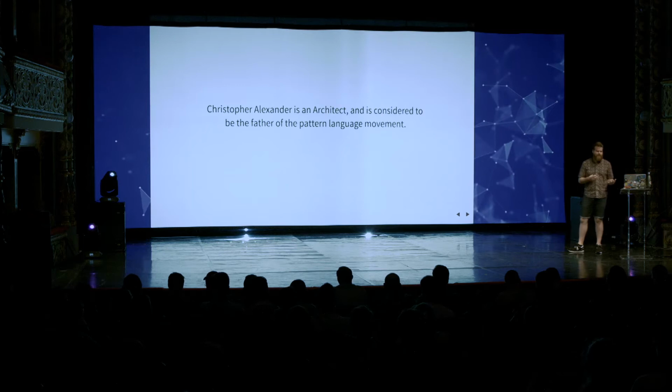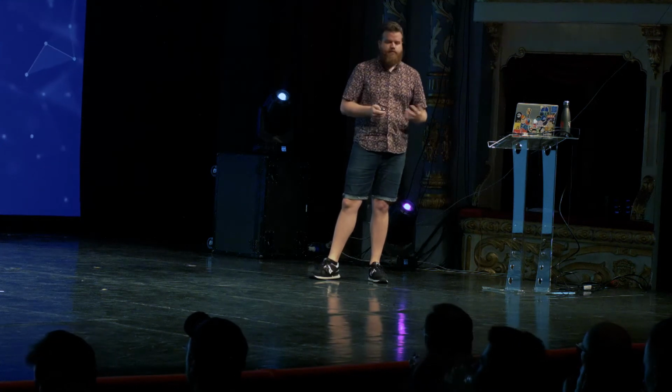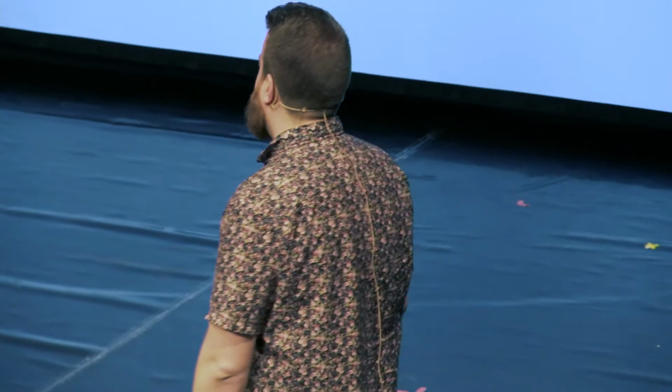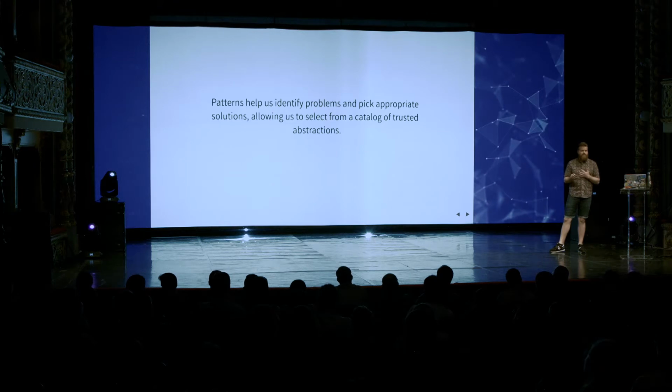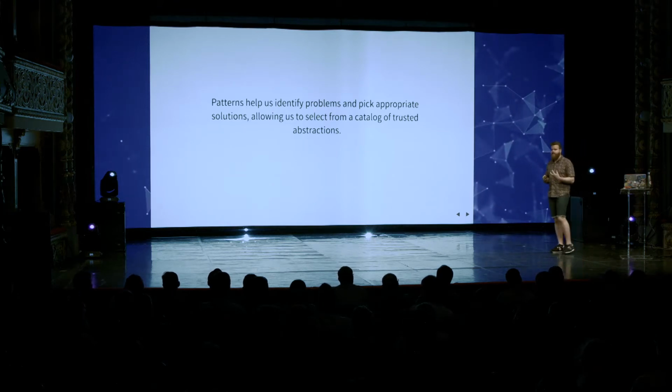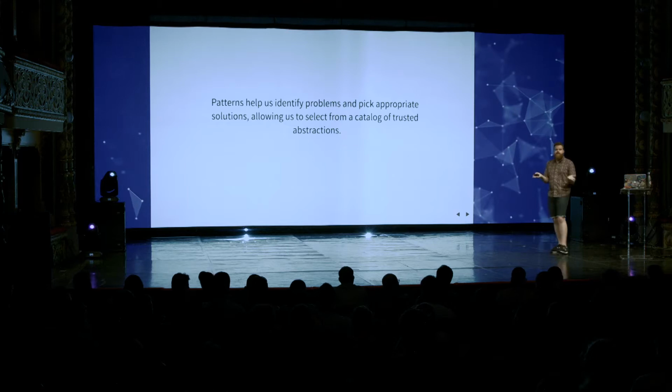So this was a quote from a man named Christopher Alexander, and he's actually an architect. So he wasn't, at this time in the 60s, a developer, but he was an architect. And if you can imagine, in architecture, especially like architecture like this, there's a lot of common patterns we do over and over again. So his idea, his pattern language movement that he started, actually started to influence programming languages in the 1960s and beyond. And patterns, again, really help us identify problems and help us pick appropriate solutions to these problems from like a trusted catalog of abstractions. Again, could be in programming, could be in architecture, could be in design.